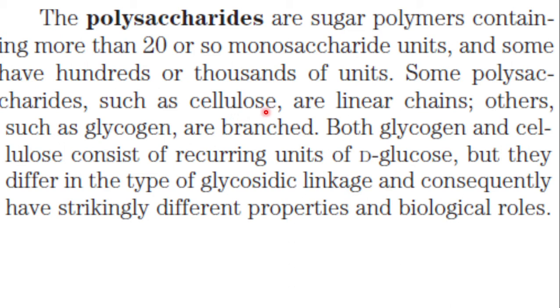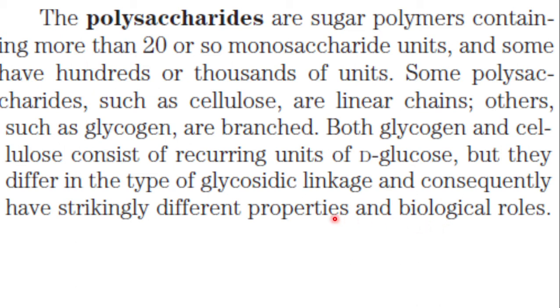Examples are cellulose. Some of them are actually linear chains. Cellulose is a linear chain, while starch, glycogen, etc. are highly branched. And glycogen and cellulose and starch consist of repeating units of glucose. Then how do they differ? They differ from each other in the type of glycosidic linkage. Of course, they have different properties and functions.